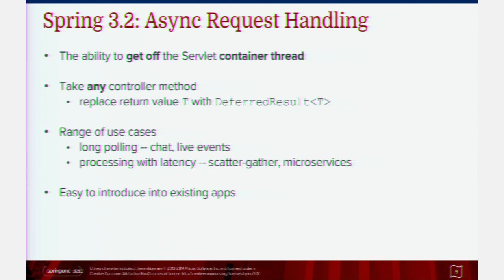Now, what we did at the time was that we said, okay, the way we support that is you can take any controller method, and whatever the signature is, whatever the return value, it may be response body, it may be something that's going through view templating, and you replace the return value, whatever that type is, and you simply wrap it with this thing called DeferredResult.